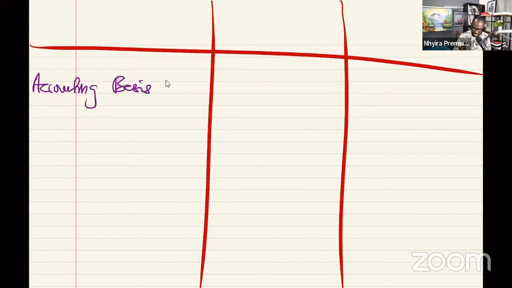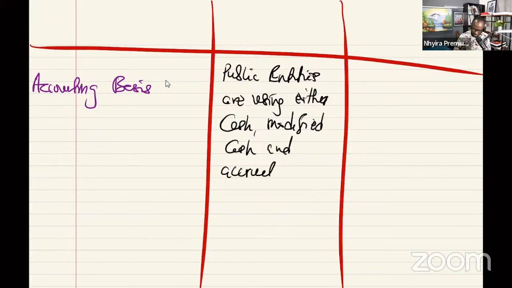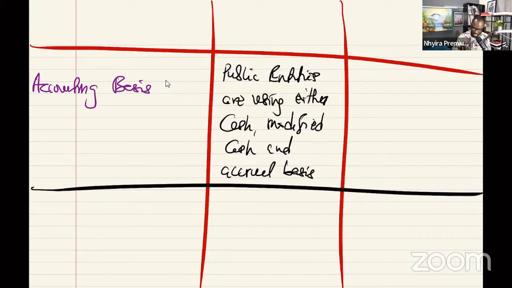Like we said, currently all public entities are using either cash, modified cash, or accrual basis. But from 2023, all other things being equal, they will all shift to accrual. But in the private sector, it is purely what? Accrual basis of accounting. Does that make sense? Purely accrual basis of accounting.